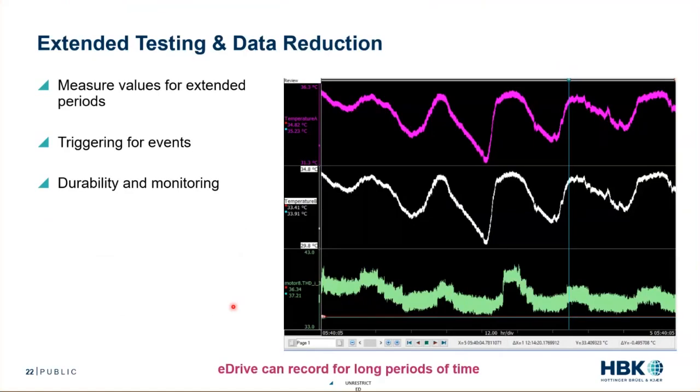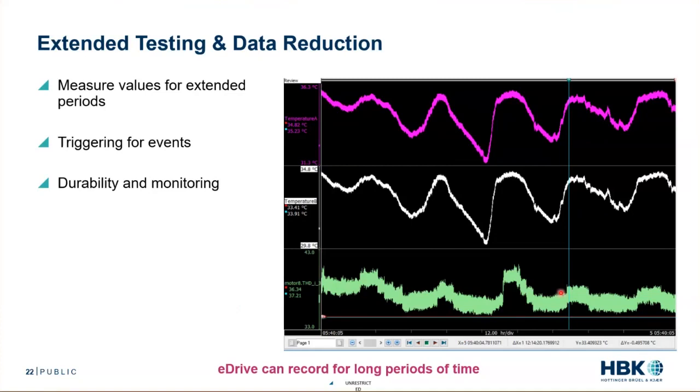Let's look at some examples of how this system could be used for durability testing. So I'm going to start with extended testing and data reduction. This example on the right-hand side is actually a 5-day test where we were looking at temperatures and harmonics. And by using some of those data reduction techniques, where we were averaging total harmonic distortion at maybe a 20 hertz rate, we can record for days, and that creates almost no data compared to looking at megahertz data.